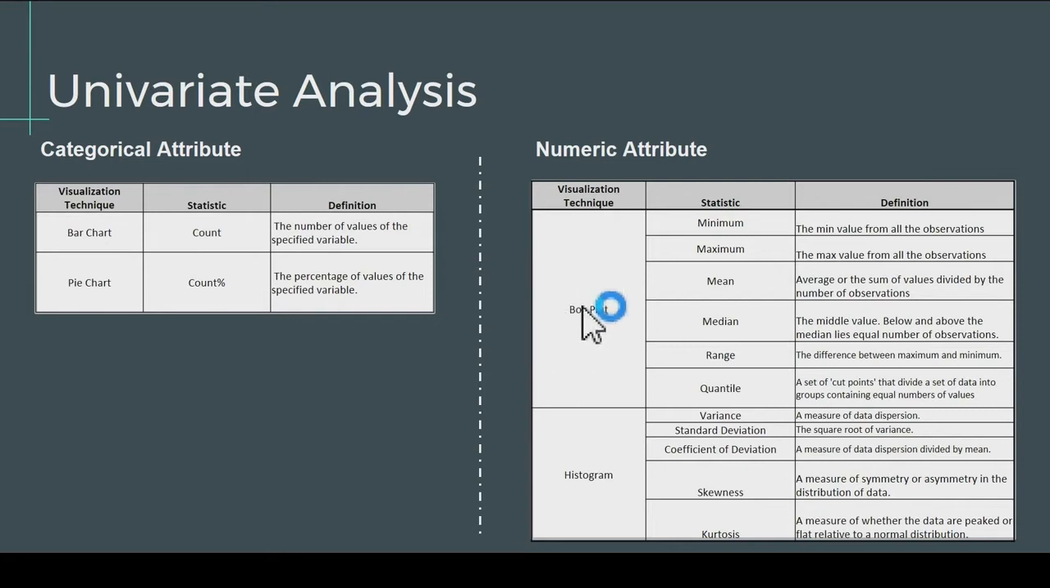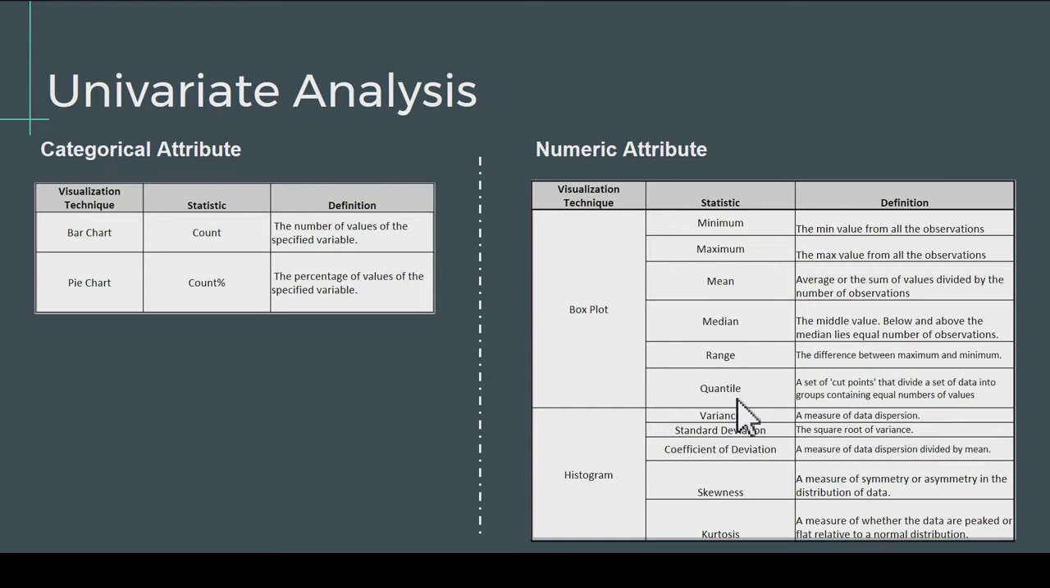The box plot is the easiest and the most common way to interpret a numeric attribute. So let's say you're trying to understand something like the age of the students. You have 100 students, so you have 100 records, and you're trying to understand what this data looks like. A box plot, in a snapshot, gives you access to the minimum, maximum, mean, median, range, and quantile values.